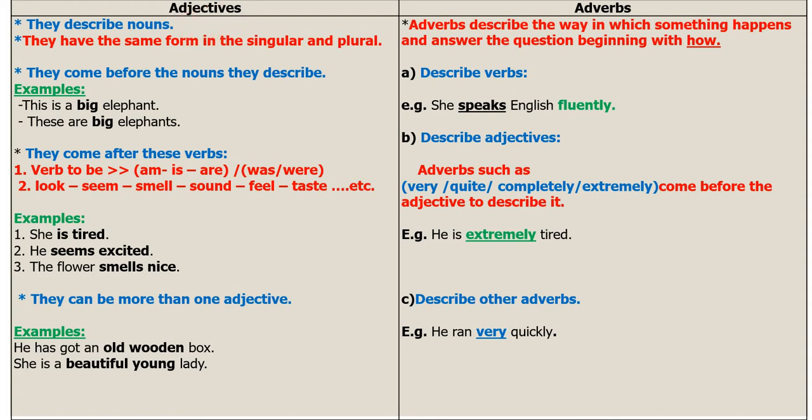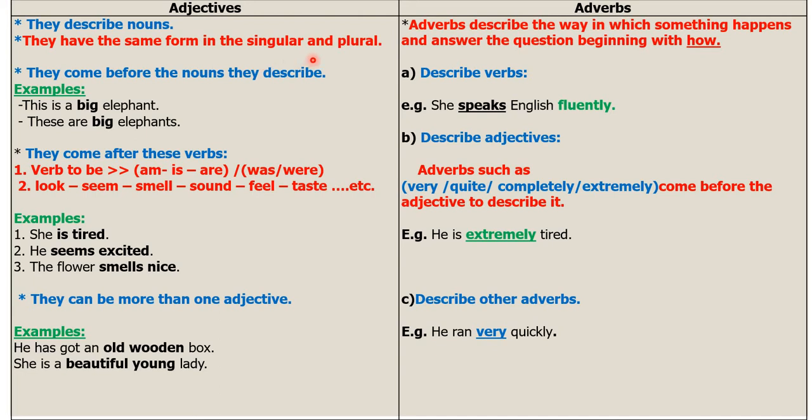Okay, here in the first column we have adjectives and in the second we have adverbs. As we said, adjectives describe nouns and they have the same form in the singular and plural. Okay, what does it mean? They have the same form in the singular and plural. Okay, I will tell you.